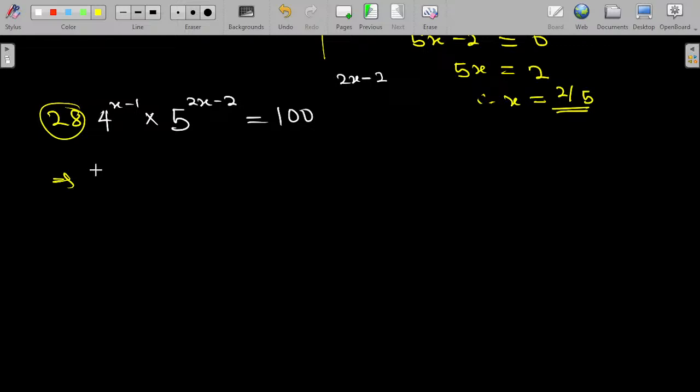Solution. What do we do? Retain your 4 raised to power x minus 1. Then when you come to 5, you write your 5 to the power of, here you can bring out 2. And that's how you will see it. If you factorize 2, this 2x minus 2 will now be 2 into the bracket of x minus 1. And beautiful, this is equal to 100. So what's going to happen there?